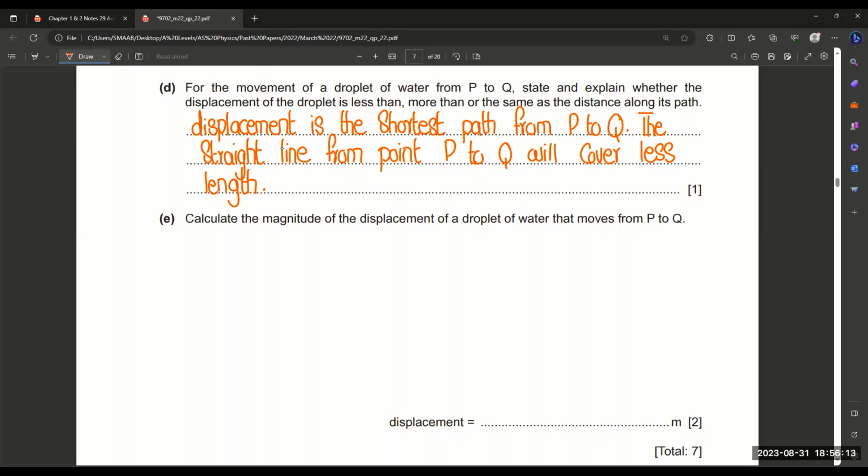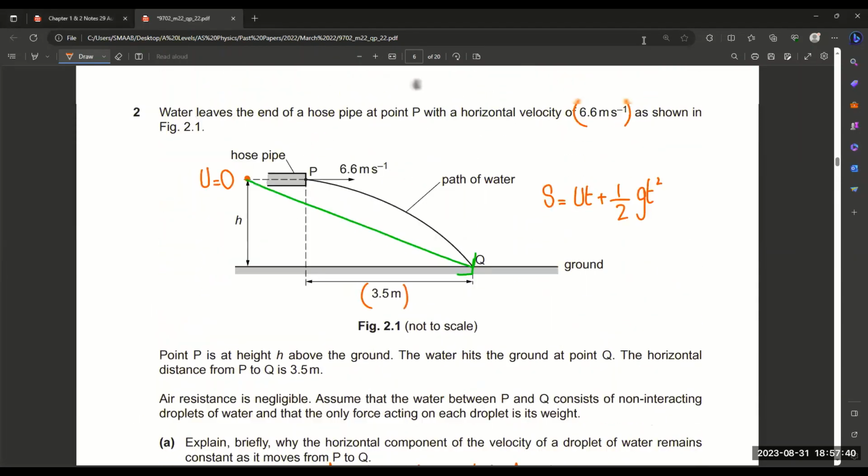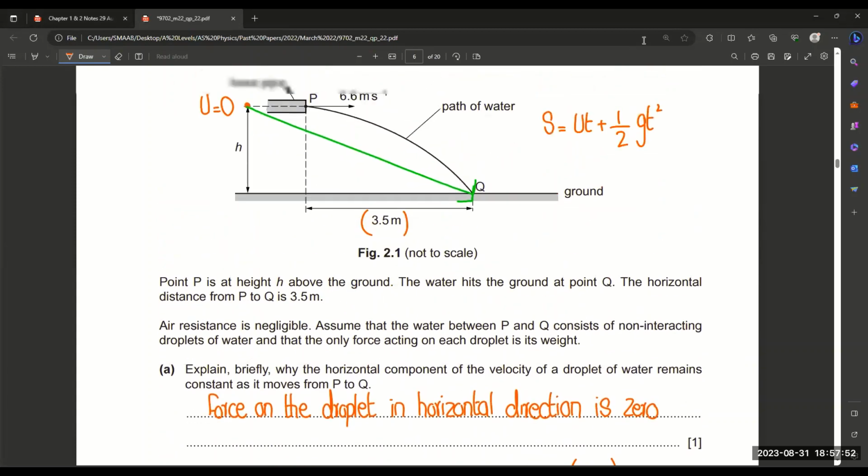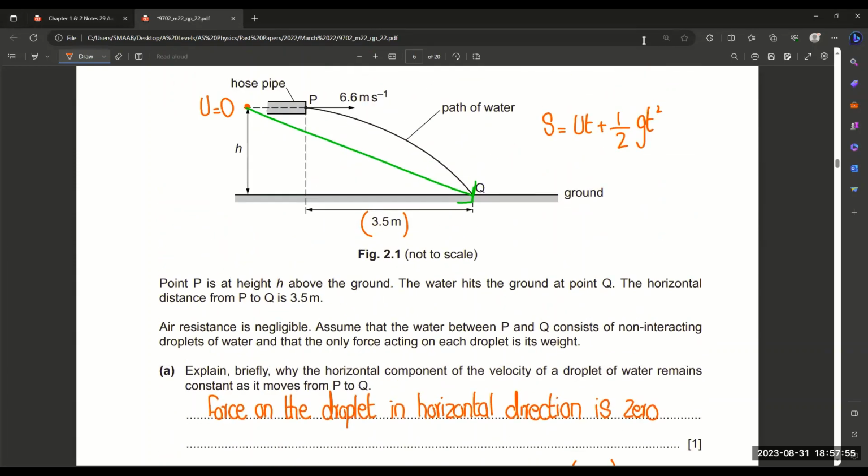Give me 1 minute. The final part: you need to calculate the magnitude of the displacement. Okay, so what we're going to do is... wait, how do we do that? Wait, I calculate. Got it, I have it. I know how to solve this.